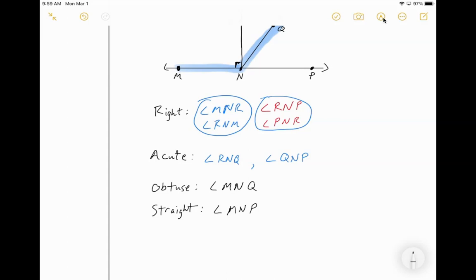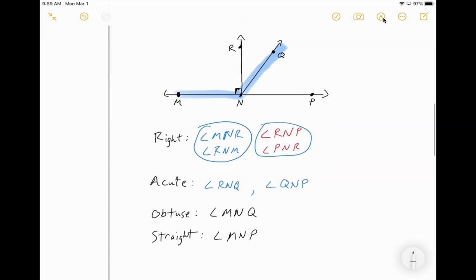If you're naming these things, they get a little bit confusing though. But again, the important thing is if you're able to name things, then you can tell what you're talking about, right? If someone says, "Hey, angle MNQ, what kind of angle is that?" Well, you know what MNQ is. MNQ is that obtuse angle right there in the blue that I'm showing you.